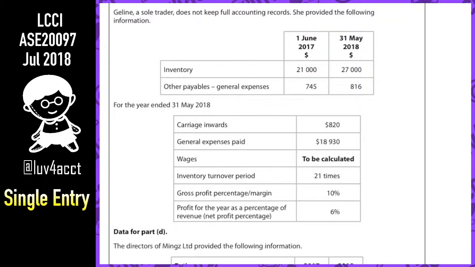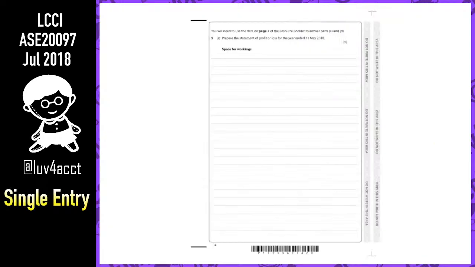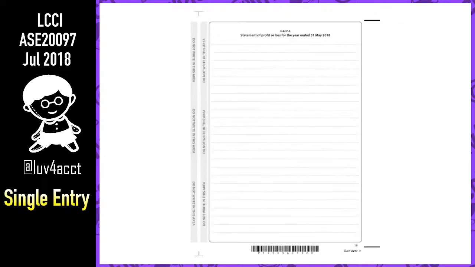Okay, so general expenses first. Okay, we have opening and closing accruals. So we have to minus this one plus closing. Okay, so 18930 minus 745 plus this one 19001. Okay, wages we don't know. Carriage in is added to purchases. Okay, so see what we need to do. Okay, it's the whole statement of profit or loss.